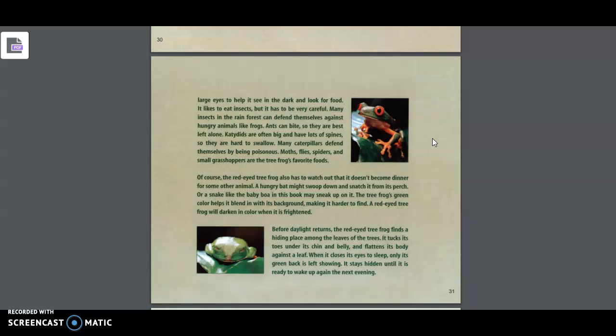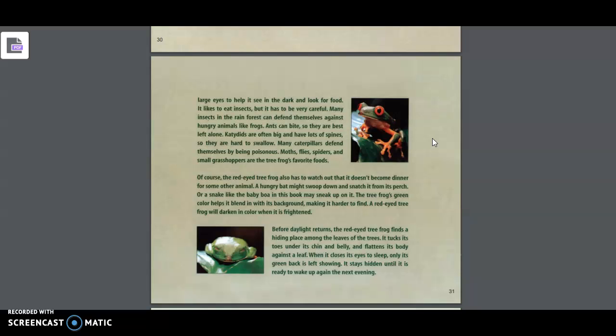Ants can bite, so they are best left alone. Katydids are big and have lots of spines, so they are hard to swallow. Some caterpillars are poisonous. Moths, flies, spiders, and grasshoppers are their favorite foods. Of course, the red-eyed tree frog has to watch out that it doesn't become dinner for another animal. A bat might swoop down and snatch it, or a snake like the boa in the book.